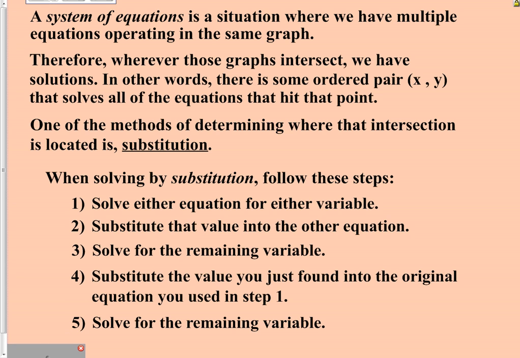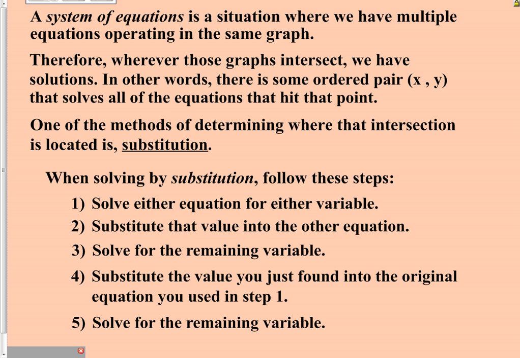The fifth and final step is to solve for the remaining variable. In step 4, once you plug that half of your solution into one of your first equations, you will only have one variable left. That one variable is the variable we have not found yet. It is the other half of the solution. So we're going to solve for the remaining variable. Step 3 is going to bring you half of the answer. Step 5 is going to bring you the other half of the answer. When we put those two answers together, you will have your ordered pair. That is going to tell us exactly where the two equations in the system cross each other.